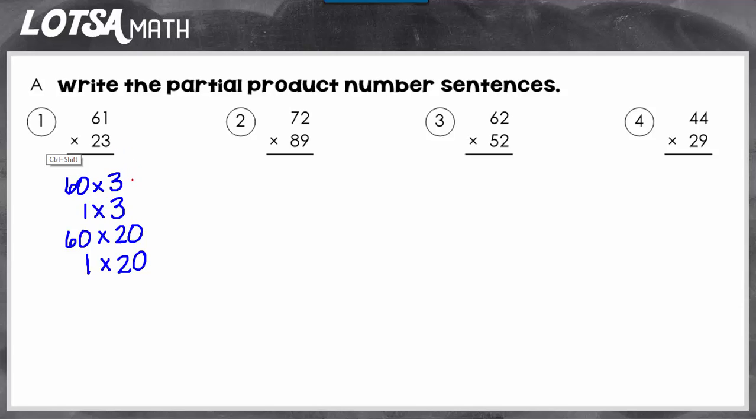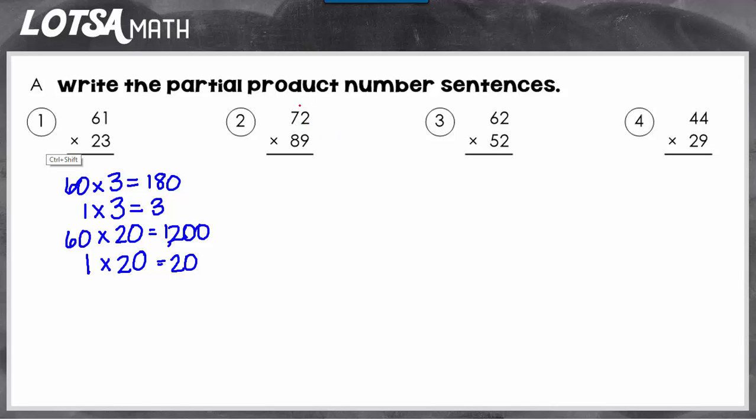So to finish my number sentences, I just need to go back and answer these questions. 60 times 3. I spy 6 times 3 is 18 with 1 zero. 1 times 3 is 3. 6 times 2 is 12 with 2 zeros. And 1 times 20 is 20. So the partial products for this number are 180, 3, 1,200, and 20.